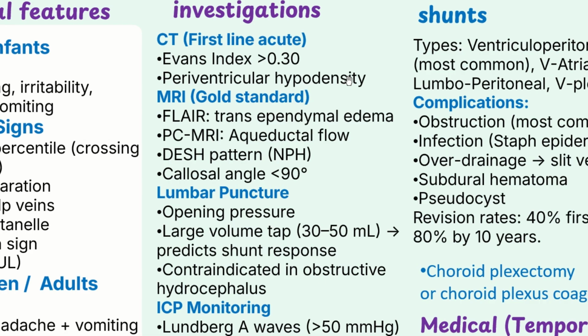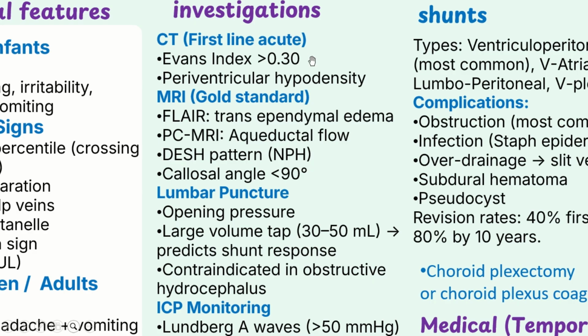Then when we have hydrocephalus, most of the time we do the Evans index, where you get the ratio of the width of the anterior horns of the ventricles to the whole width of the skull, of the cranium inside. And that ratio, if it's greater than 0.30, then you have hydrocephalus.